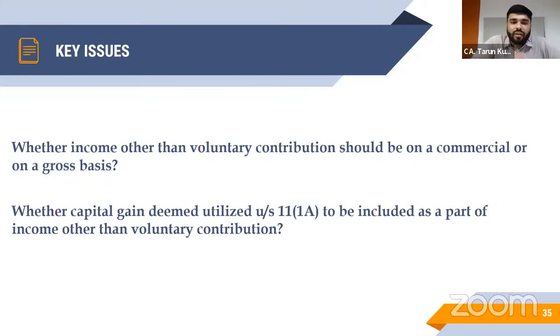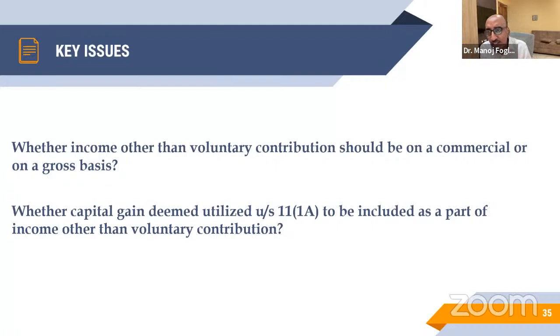Sir, another issue is the capital gain, which is deemed to be utilized under 11(1)(a). Whether that has to be included in reporting the income other than voluntary contribution, which is to be applied. No, capital gains, as we said, have to be included to compute the limit of 5 crore rupees. Otherwise, the moment you apply the provisions of section 11, including section 11(1)(a), if the entire amount is reinvested, the capital gain is not required. In the form, whether it is treated as a pass-through entry, I don't think so.